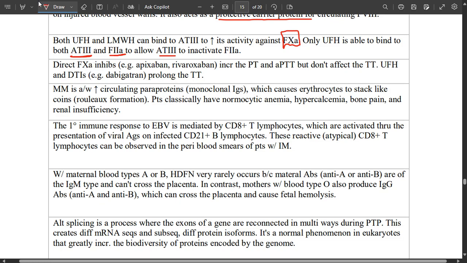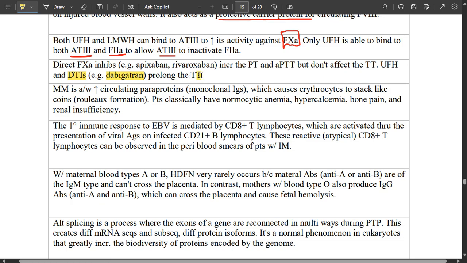Okay, so factor 10A inhibitors, apixaban, rivaroxaban, increase the PT and aPTT but don't affect the bleeding time. Factor 10 is in the common coagulation pathway, so it increases both PT and aPTT. It doesn't affect PT with unfractionated heparin and direct thrombin inhibitors. So direct thrombin inhibitors, for example, dabigatran. Dabigatran is a direct thrombin inhibitor that prolongs the TT.